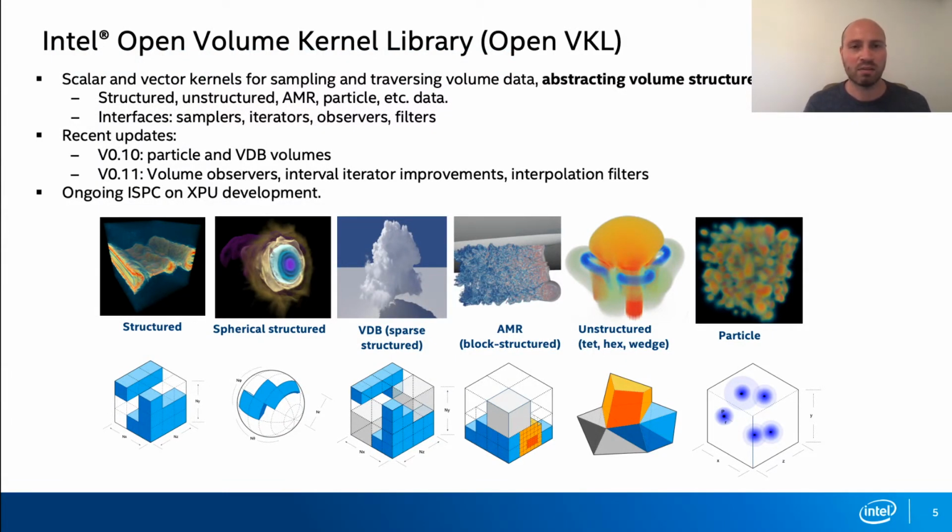And for this, I'll briefly talk about the Intel Open Volume Kernel Library, or OpenVKL. OpenVKL is a set of scalar and vector kernels for sampling and traversing volume data. And really what it does most is abstract volume structure. So we can have one API that covers structured, unstructured, AMR, or particle data, or other types of volume data. And then you have a set of interfaces, sampler, iterator, observer, and filter interfaces that let you operate on these volume data sets regardless of their underlying structure.